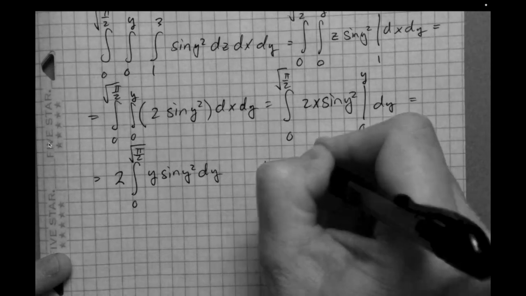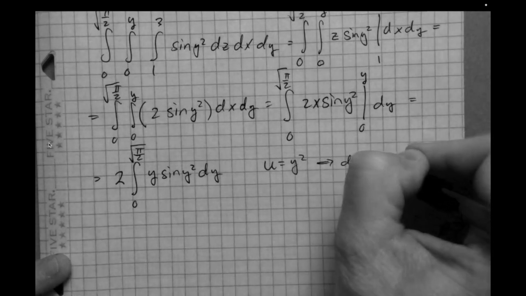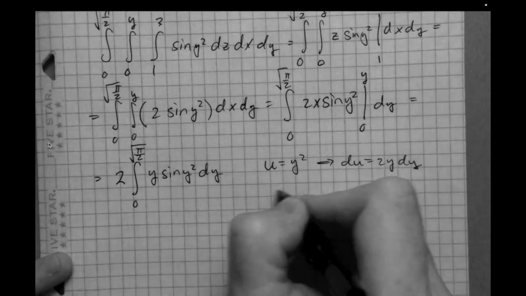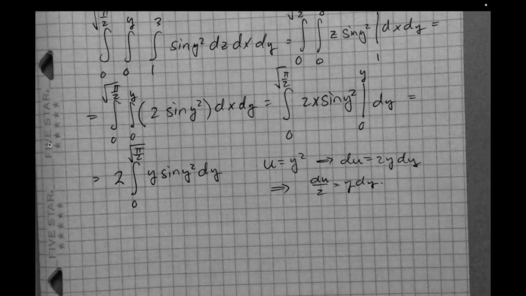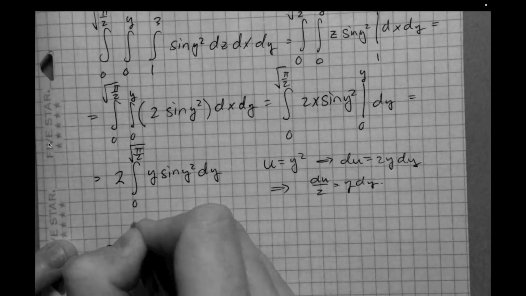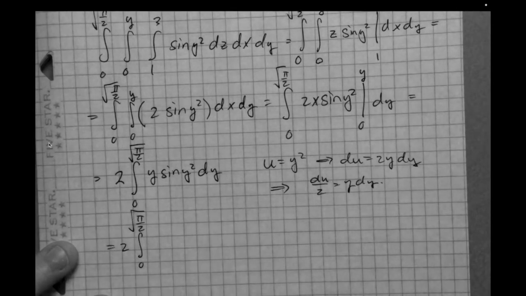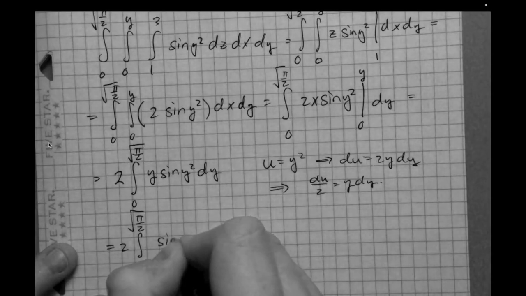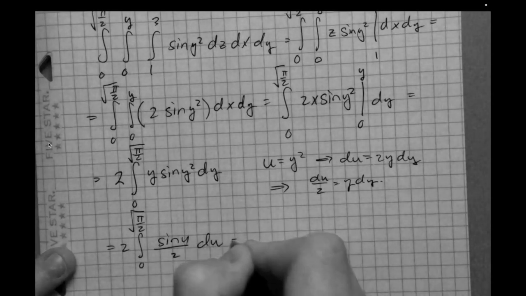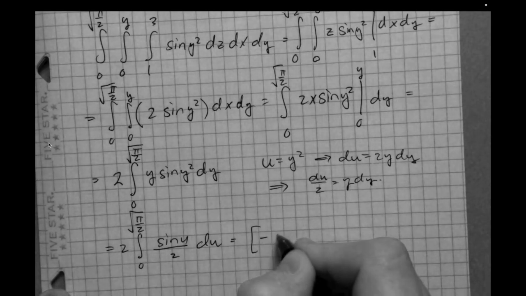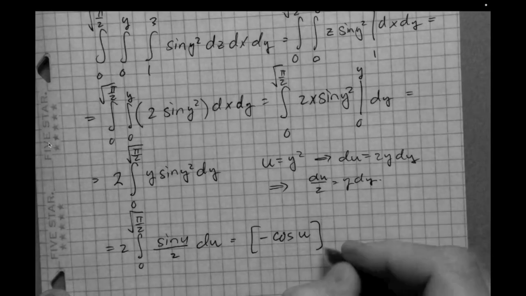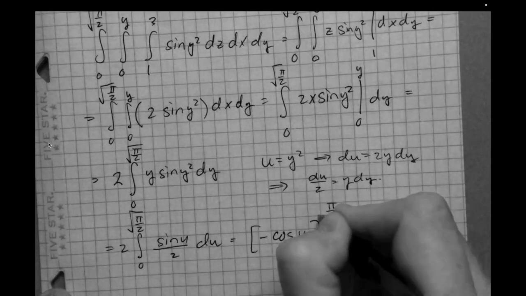So if we let u equal y squared, then du equals 2y dy. And so that means we have du over 2 equals y dy. Right, and so this whole thing can be rewritten as sine of u over 2 du. Right, and so this is just going to be equal to negative cos u from 0 up to square root of pi over 2.